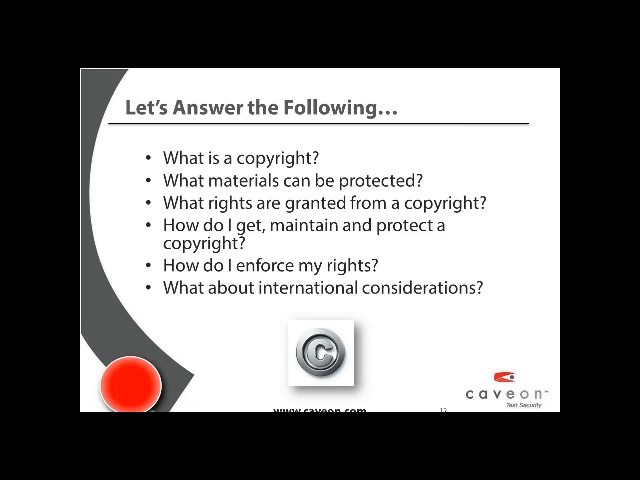Good morning, everybody, or good afternoon, depending where you are. I wanted to quickly go through, at a fairly high level, copyrights, and at an even higher level, trademarks, to give you a sense of the landscape in this law.